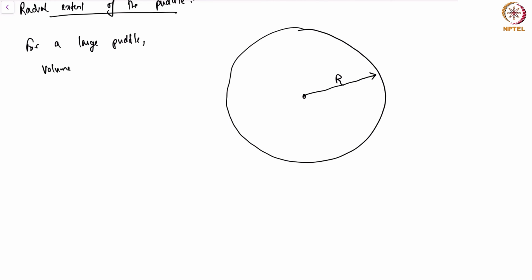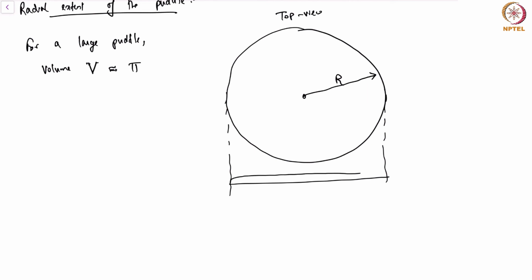So for a large puddle, volume V, let's call this the volume that you have poured here, is approximately equal to the volume of a disc. If I see from the top view, I see a circle, but if I see from the side view, what we see is some kind of a disc, right? And the volume of the disc is pi r square times h infinity. H infinity is the thickness of the disc, and r is the radial extent of the disc.